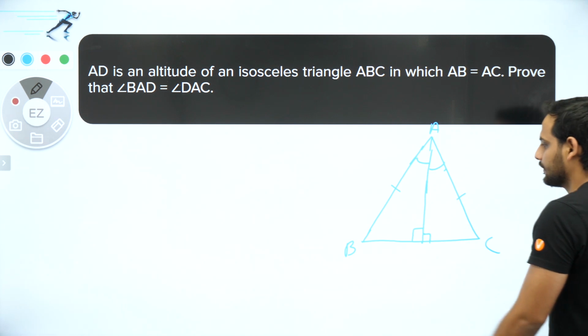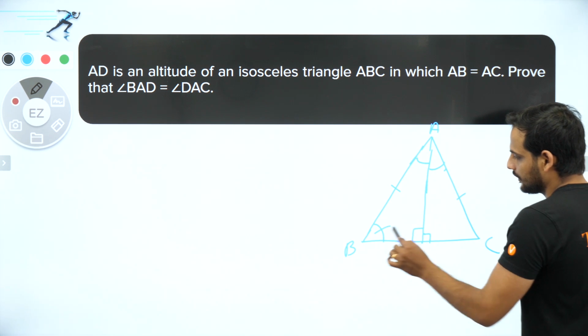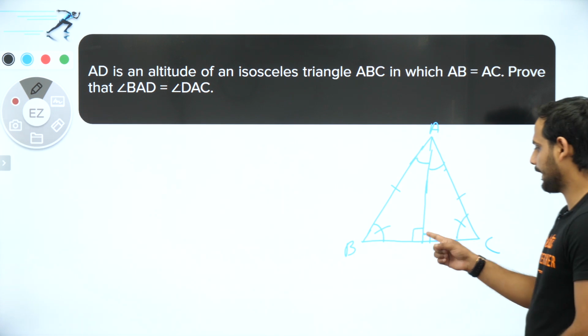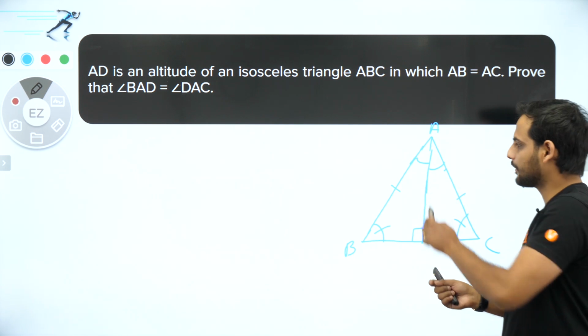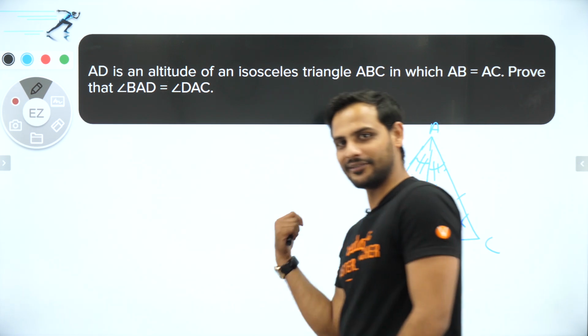Now if this is 90, this is also 90, and since AB is equal to AC, I can say angle B is equal to angle C. Now nothing else is left. Angle, side, both are congruent. If both are congruent, by CPCT you will say this is equal to this. What else? Simple, right? I'm not even writing this.